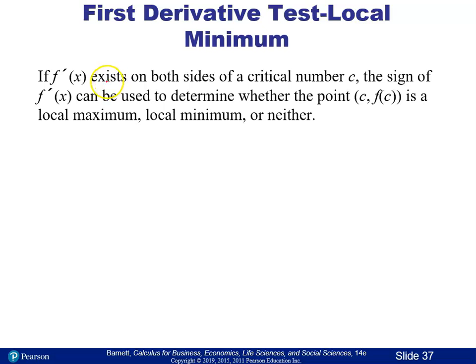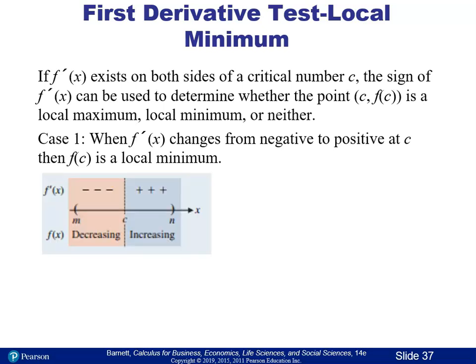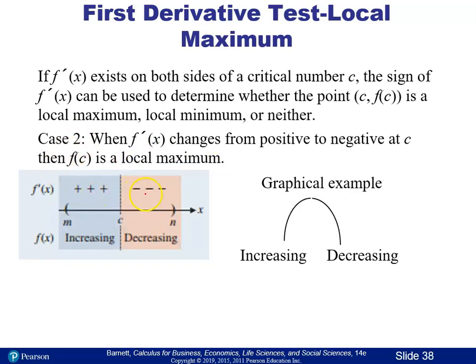So if the first derivative exists on both sides of a critical number, the sign of the first derivative can be used to determine whether the point is a local maximum, minimum, or neither. And that's the first derivative test that tells you if you have a local minimum or a local maximum. So we can have different things occur. Your first derivative can go from negative to positive, and in that case, you're working with a local minimum. Okay, so here if you go from positive to negative, you go from increasing to decreasing. So on this, you're going to have a local maximum occurring there.